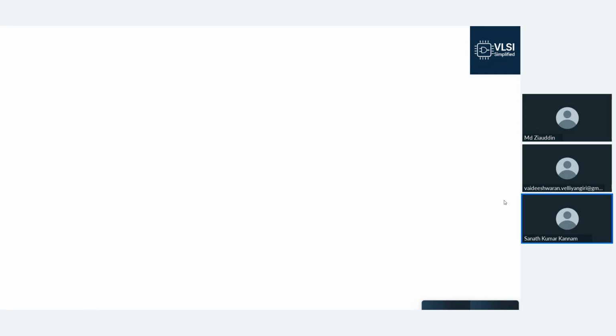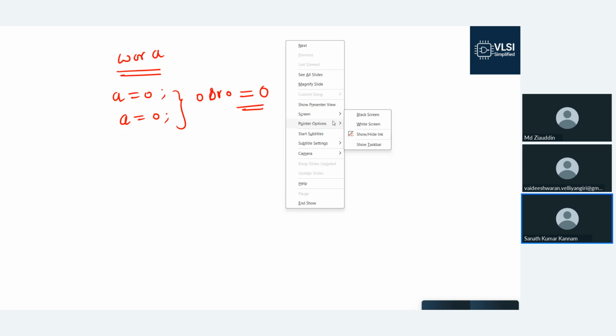Next you have wand. So what is this wand? Suppose you consider wor A, and assign A equal to 0, and again assign A equal to 0. Then you get 0 OR 0, which is 0. So like this you will get.